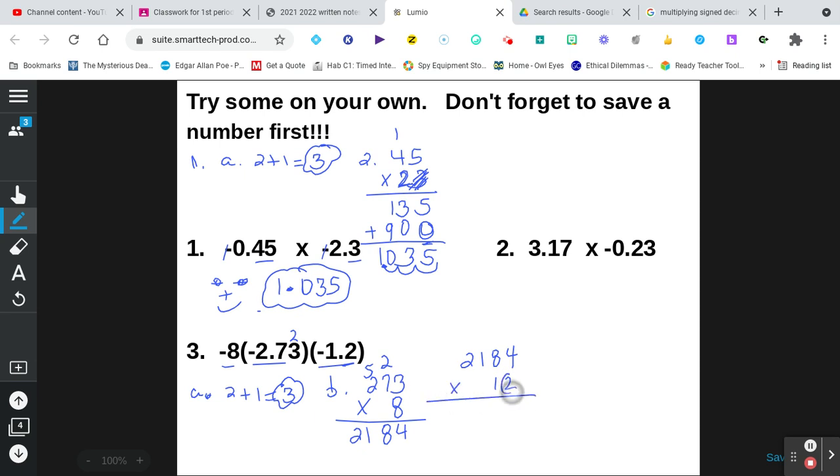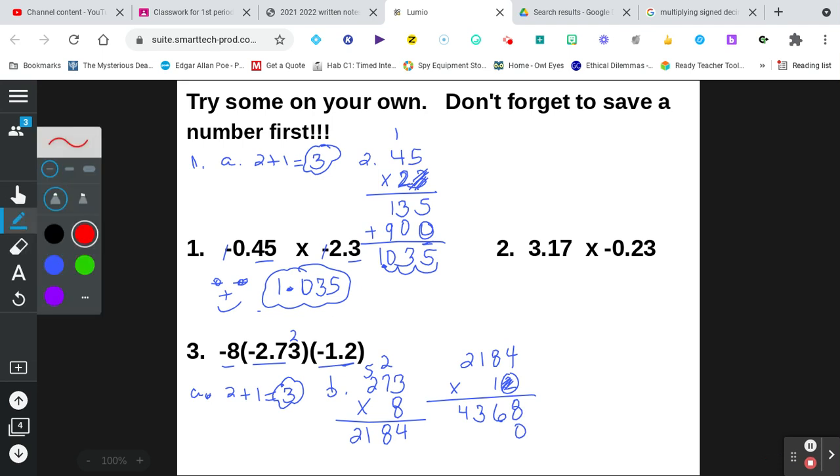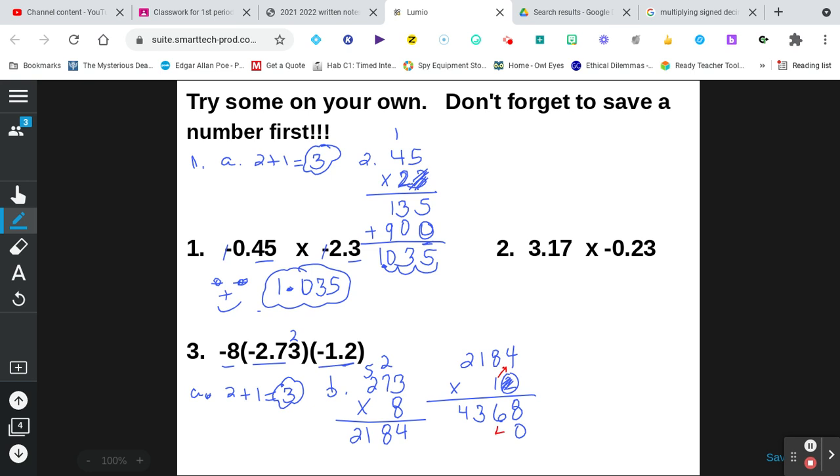2 times 4 is 8. 2 times 8 is 16. Carry the 1. 2 times 1 is 2, plus the 1 is 3. And 2 times 2 is 4. Gonna get rid of the 2. Put a placeholder. And I also don't need that 1 I carried. I've already used it. Now I'm going to say 1 times 4 is 4.